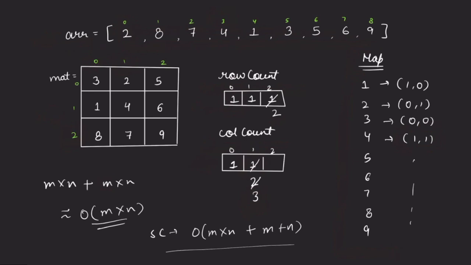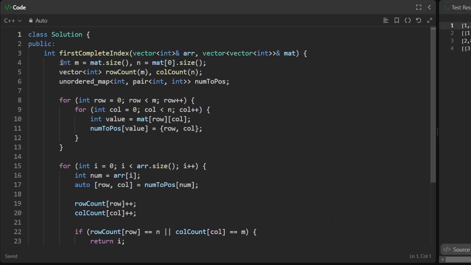So let us look at the code. I won't be writing it, otherwise the video will be too long. So here if you see, first of all, we have taken the size of the matrix, which is m cross n, and then we have created a vector row count equal to the number of rows and a column count equal to the number of columns. And then we have taken an unordered map to store the index of each of the elements, right?